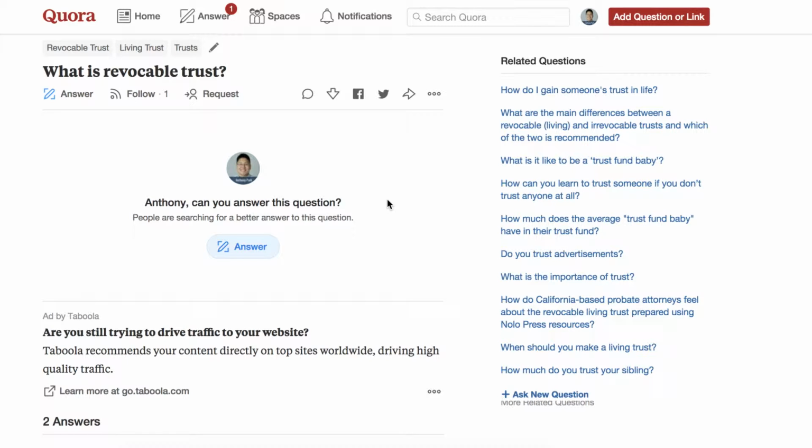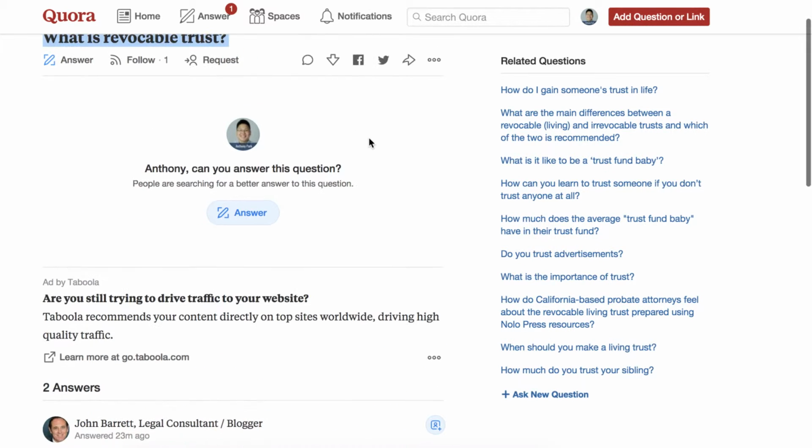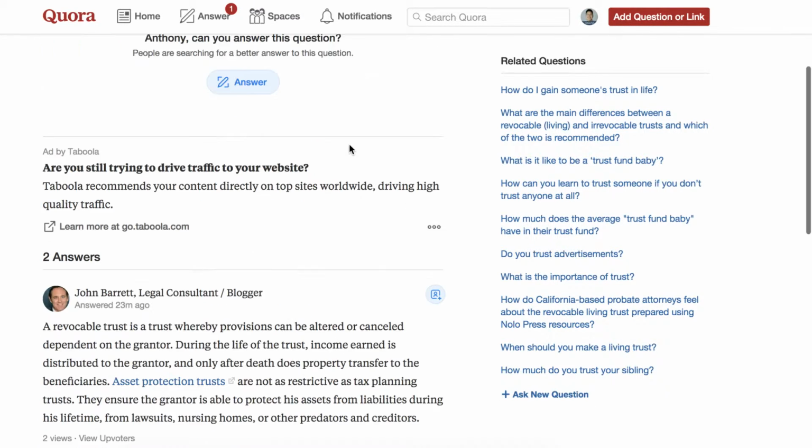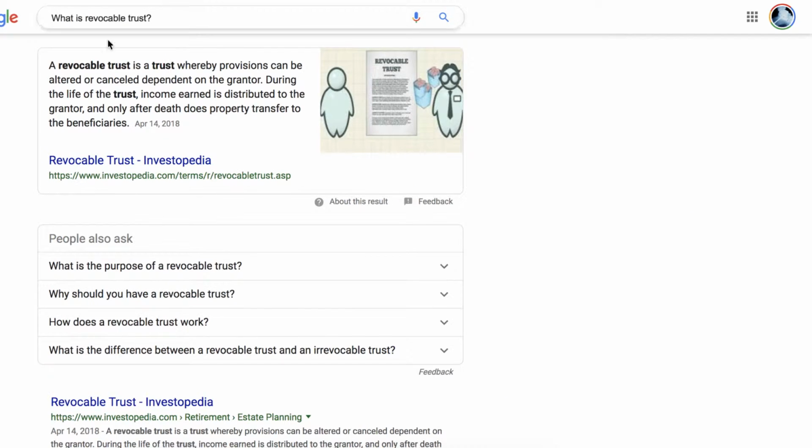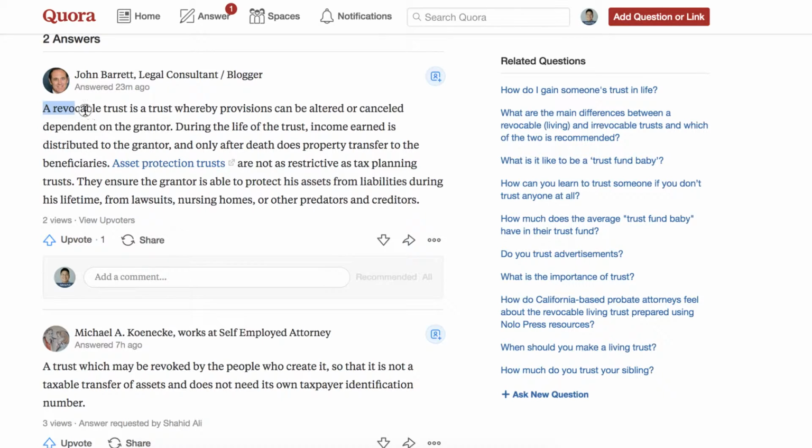Answer some Quora questions. This one is, what is a revocable trust? I'll try to give you answers, because this is really in my wheelhouse, that are different from what's already here. You have one that's pretty much a cut and paste from Google, which is a little embarrassing, right? A revocable trust is a trust whereby provisions can be altered or canceled. I don't find that particularly helpful, so I'll try to give you a little bit more depth.